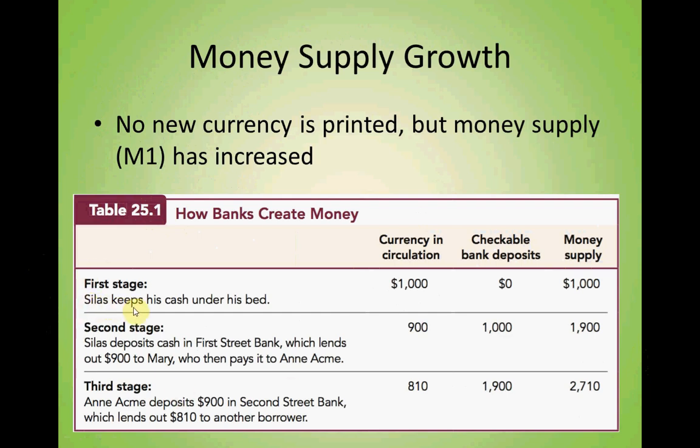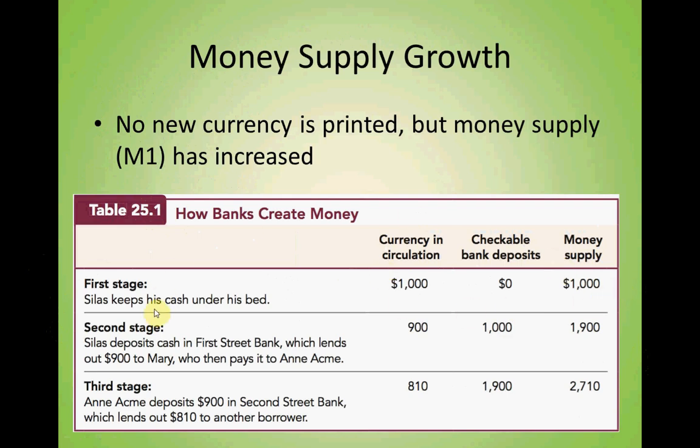Silas keeps all his cash under his bed. So there's $1,000 out in circulation. I mean, it's under his bed right now, but it's existing in circulation. There are no checkable bank deposits, so there's nothing in the bank. No bank has any money right now. It's just the bank of his bed, and he's got $1,000 out there. The money supply that exists in the world right now is $1,000. That's all that exists.